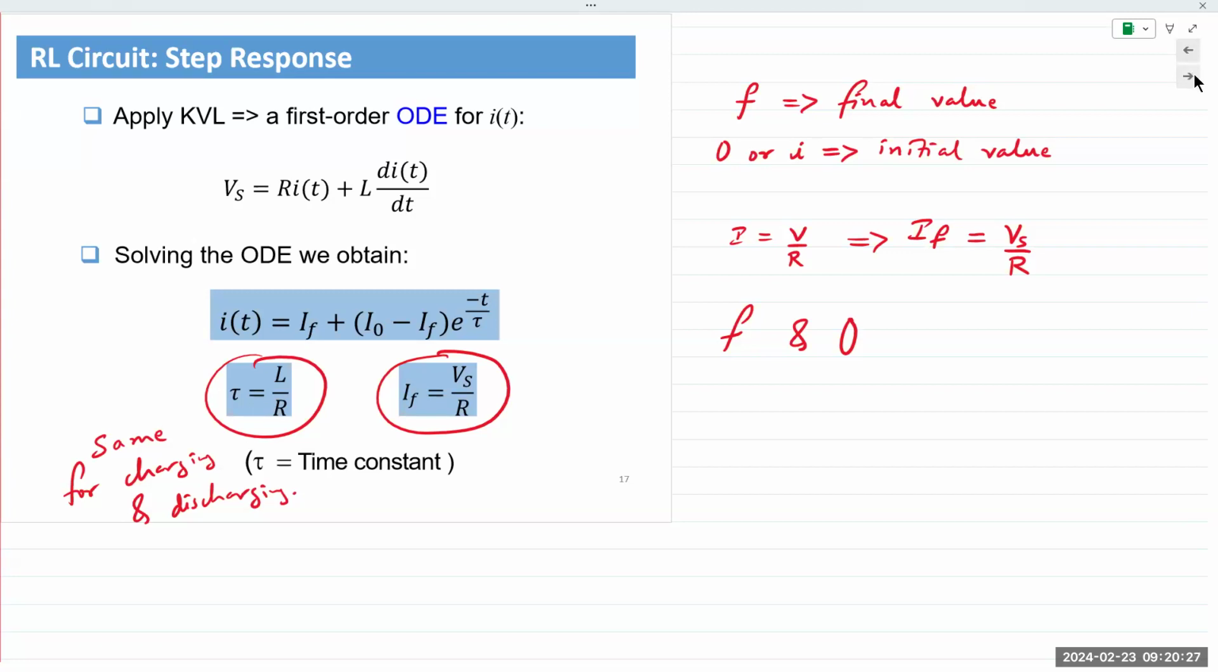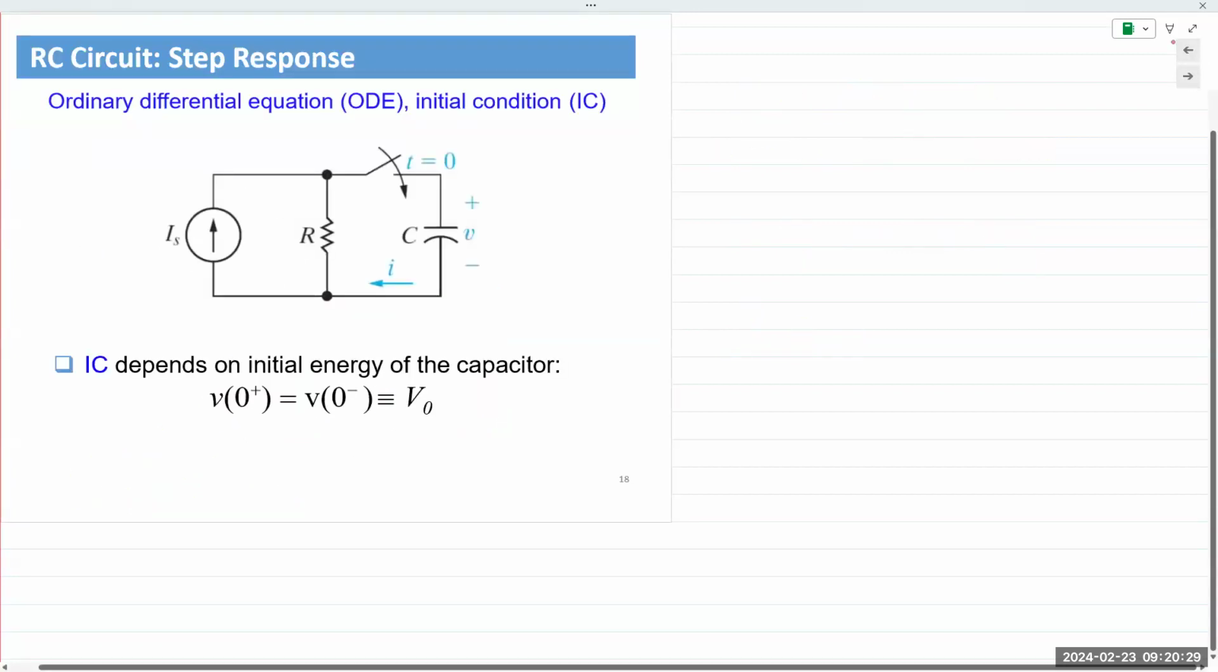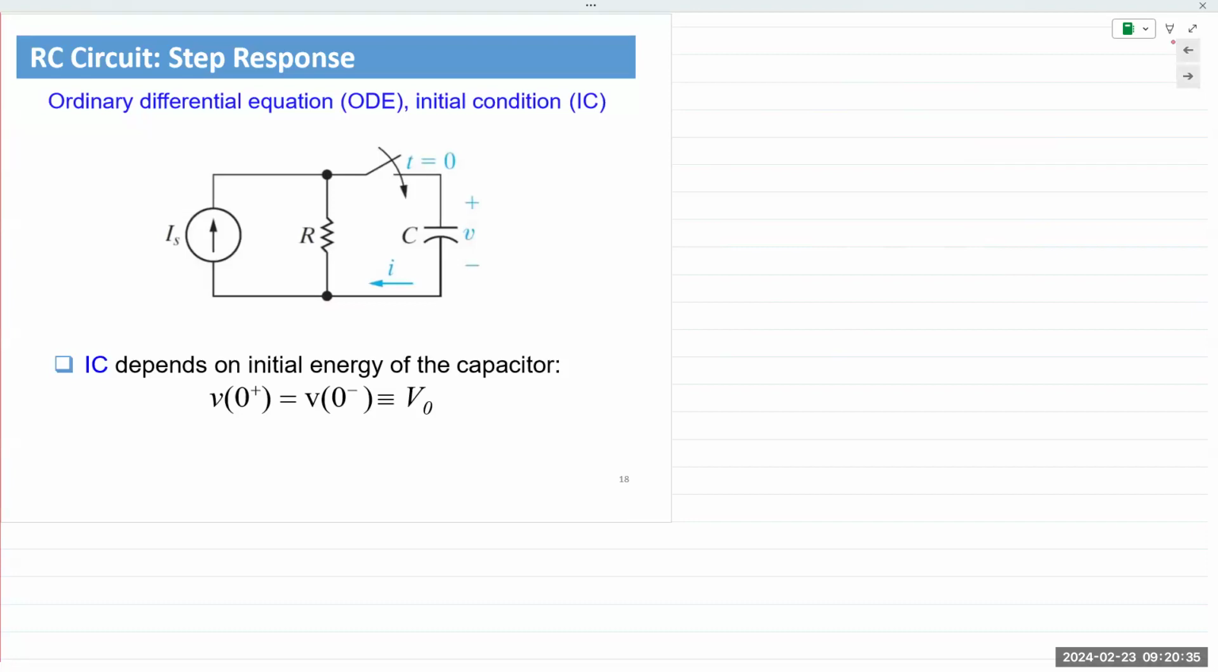Okay, then let's move to step response for an RC circuit. Same principle, same concept. Here I'm using a current source instead of a voltage source. And again, the reason is to show students that you can solve the circuit for either a voltage source or a current source, it does not really matter. You would simply use Ohm's law to transform that circuit.